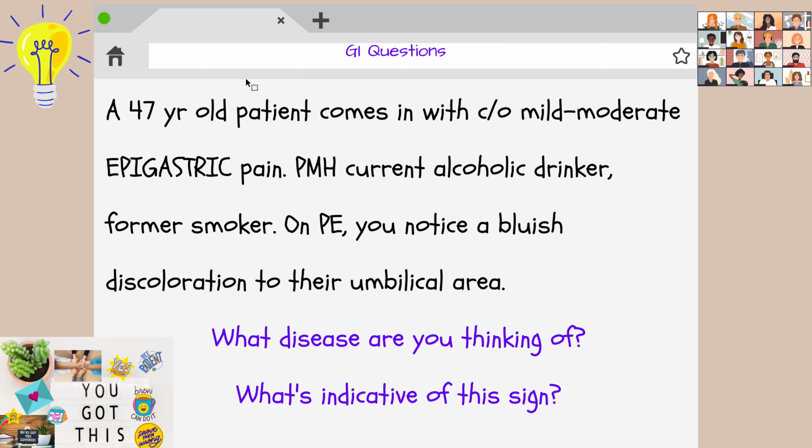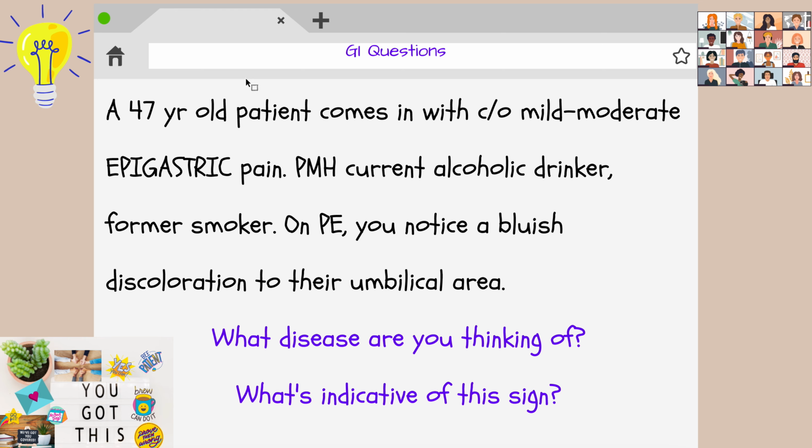So for example, a 47-year-old patient comes in with complaints of mild to moderate epigastric pain. Keyword, that's why I put it in caps. Past medical history: current alcoholic drinker. Right away you might say, oh, pancreatitis. Maybe not. Former smoker. On physical exam, you notice a bluish discoloration to the umbilical area. That right there, that last part of that sentence, which is something we're taught in school, is the stem of the question.